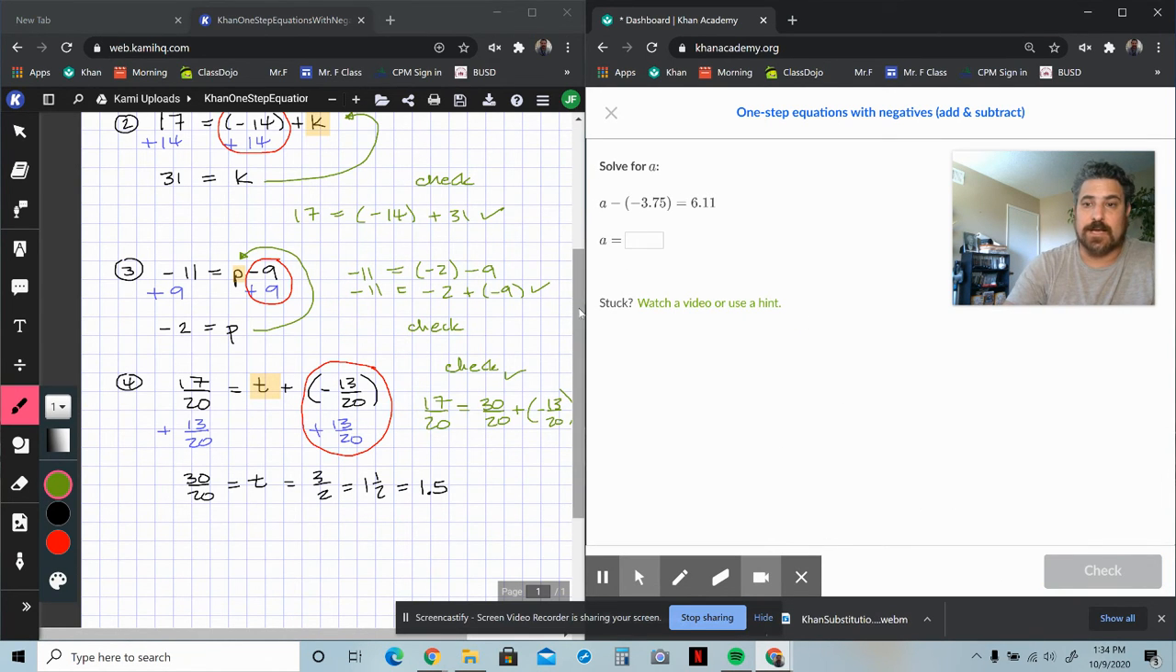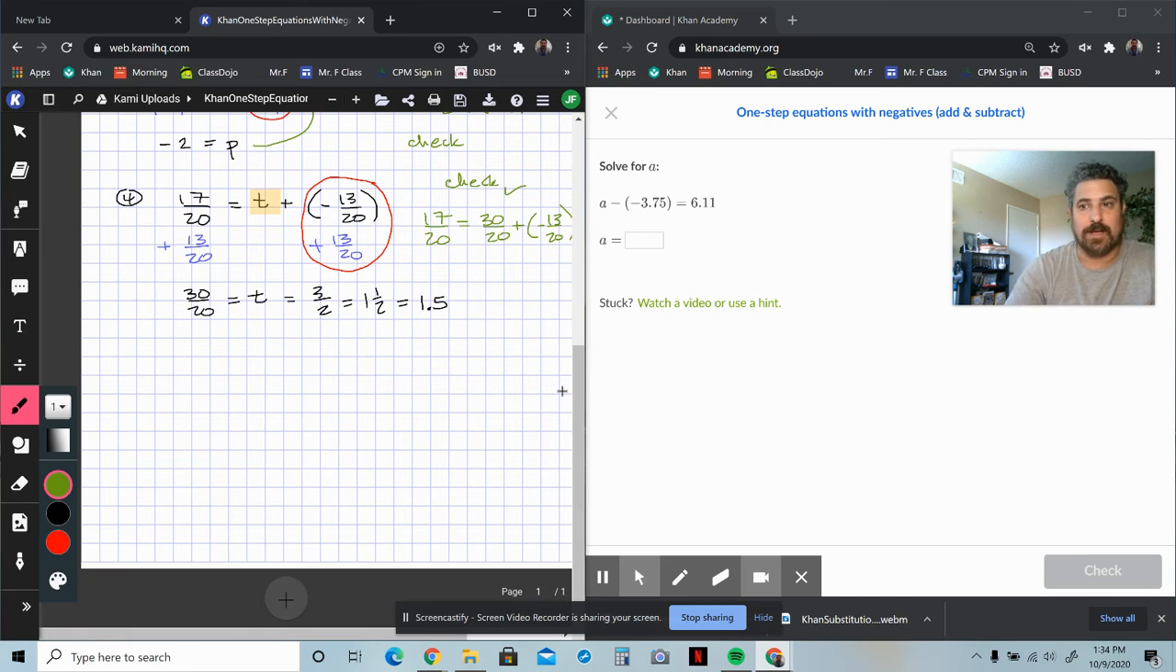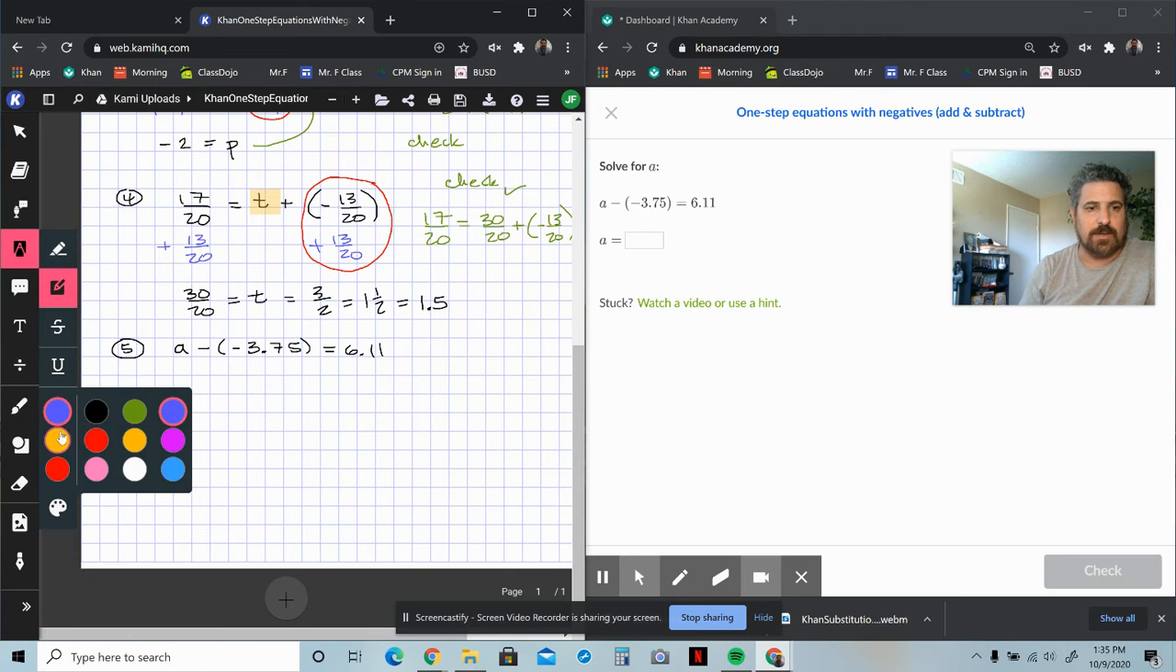All right, this one's got some decimals. Ooh, they're mixing it up. We got some decimals to work with. Yeah, it's fine. It's the same stuff, right? So we're going to do the exact same thing we did before. We're going to isolate the variable by undoing addition or subtraction, right? So here we have a take away negative 3.75, and that's set equal to 6.11, okay? Now, we want to isolate that variable a once again. So we've got to get rid of this take away a negative 3.75.